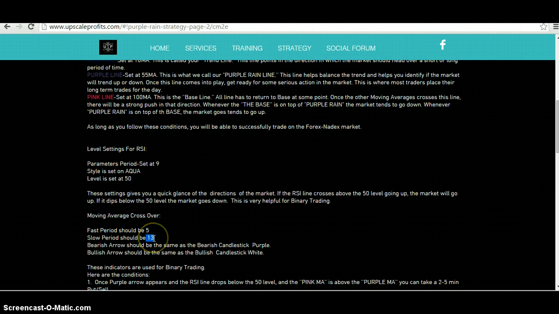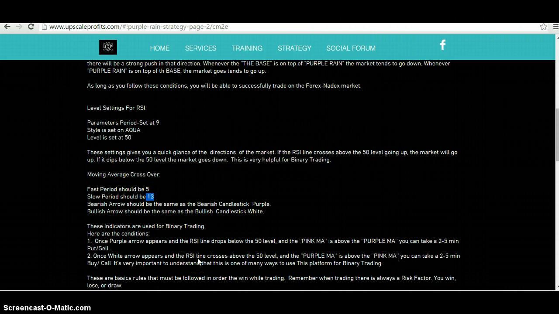Actually, the setting should be 5 and 8. Okay, so here are the conditions met when trading a binary option using the purple rain strategy, using the moving average crossovers. Basically, once the purple arrow appears, and the RSI drops below the 50 level, and the pink moving average is above the purple, you take a 2 to 5 minute put, or what they call sell.